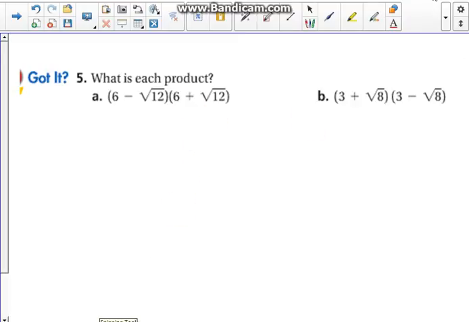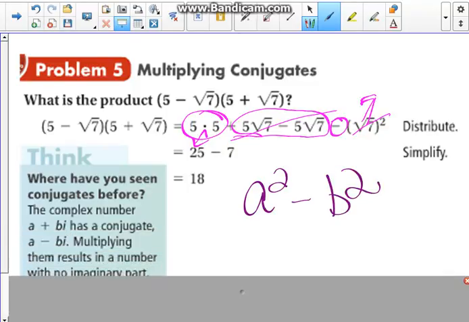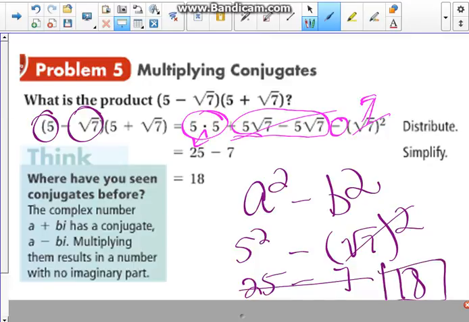So pause now. I wanted to point out that just like in Algebra 1, when you multiply conjugates, it's always going to come out to a squared minus b squared. So let's look at how that works here. My a is 5 and my b is radical 7. So 5 squared minus radical 7 squared. 5 squared is 25 minus radical 7 squared is just 7. 25 minus 7 is 18. Okay, so that should help your work go much quicker.